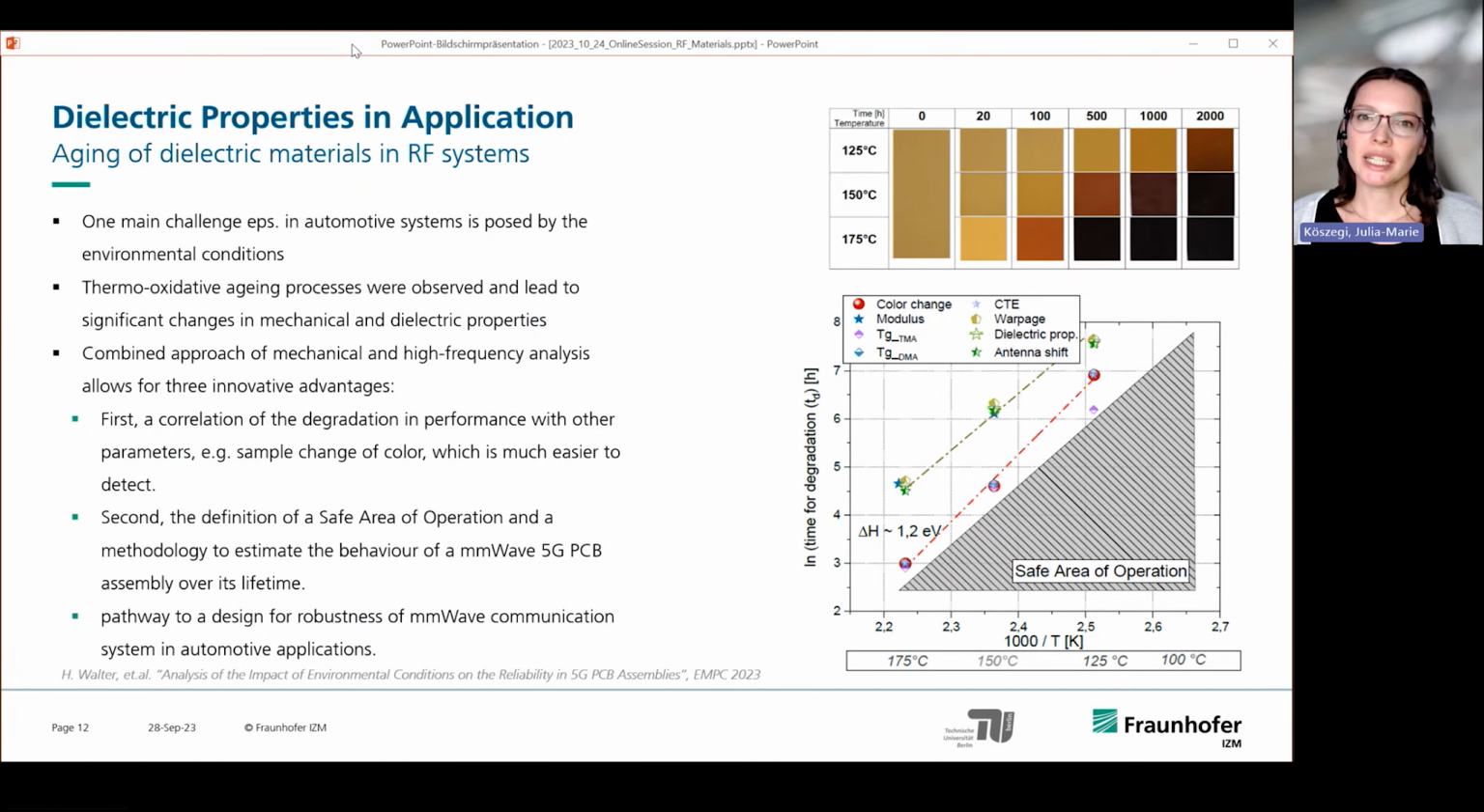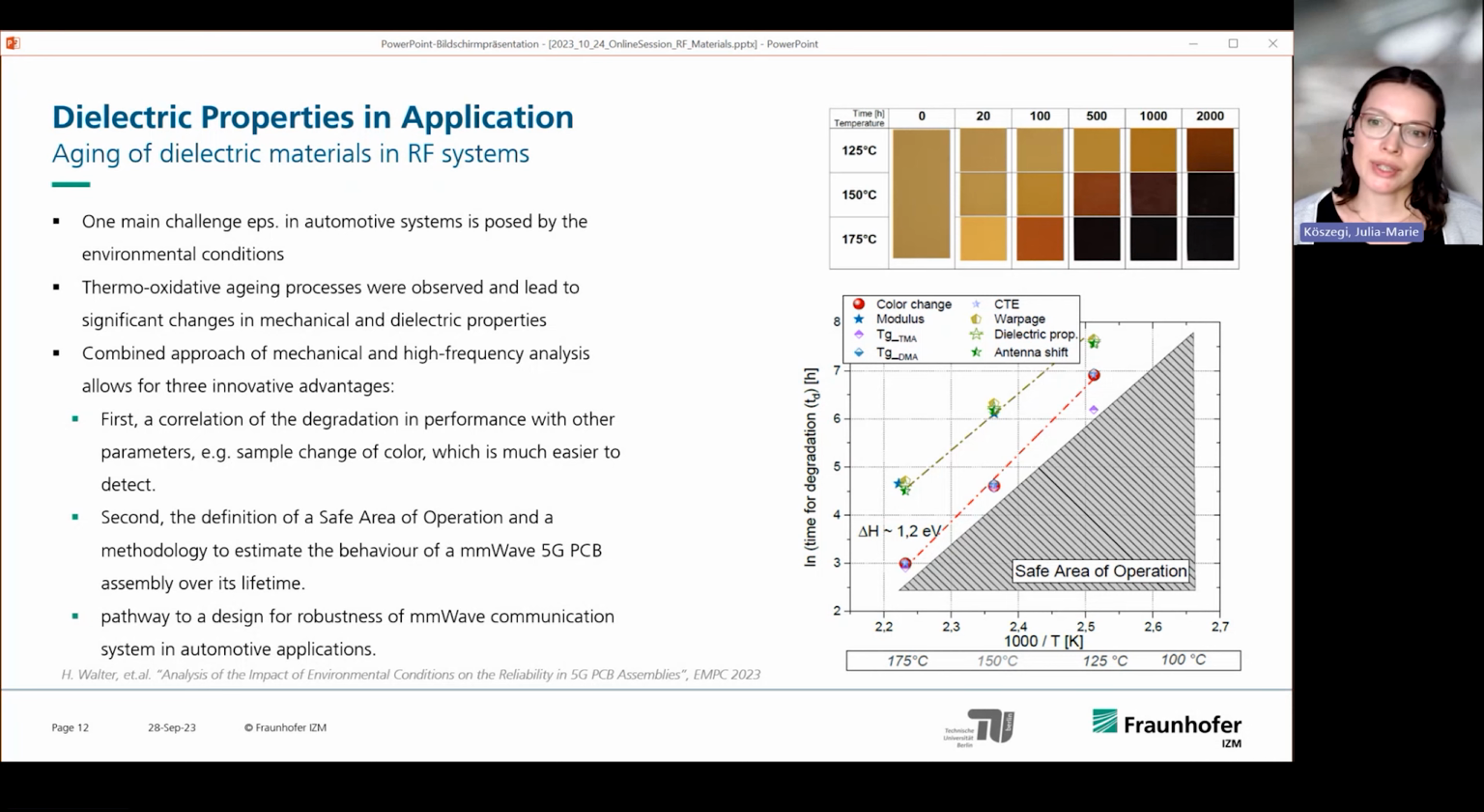What we did is we took an RF compatible material and put it into accelerated aging. And then we did a number of tests. As you see on the top here, this is just the color change in the material. We did mechanical tests, warpage tests, DMA, CTE, and also tested the dielectric constant and the losses, and we built antennas of the material and aged the antennas to see how the resonance frequency would actually shift.